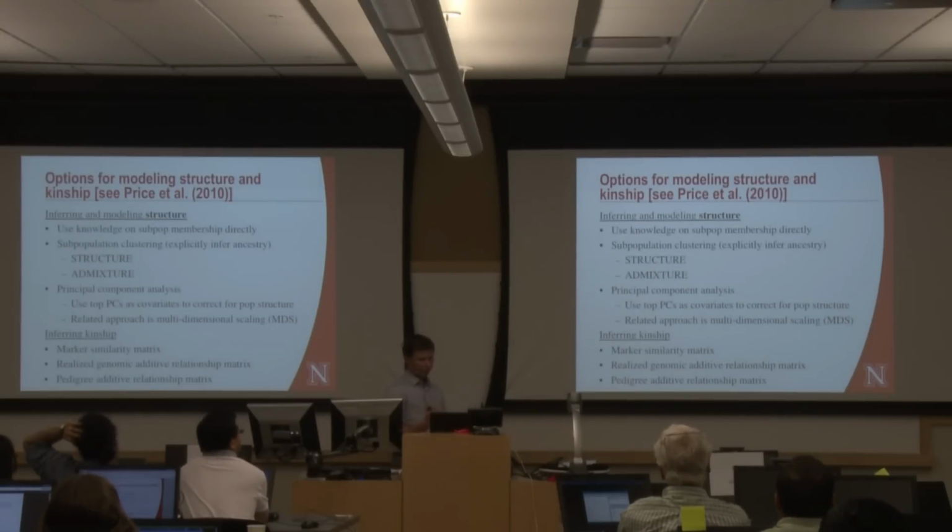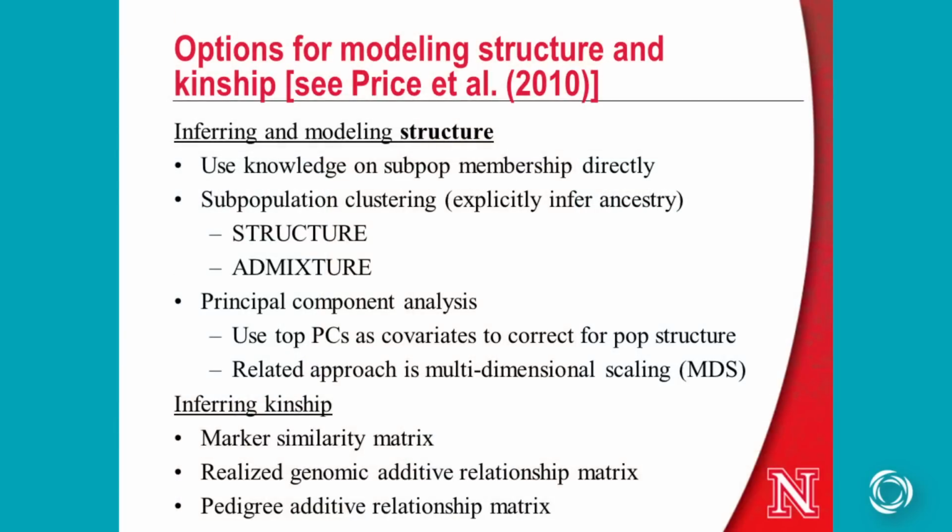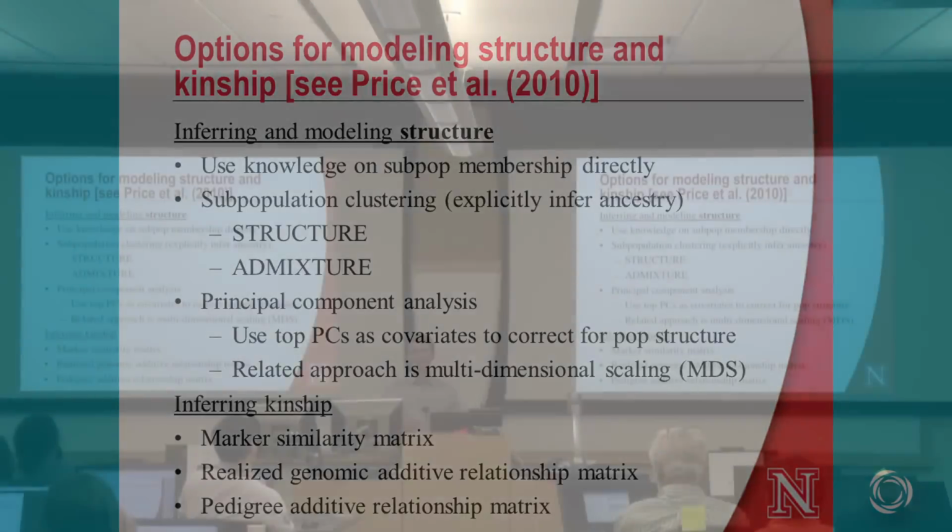Okay, so back to modeling population structure and kinship. Again, there are a variety of ways to do this. You can use the output from this program called Structure. There's a very, very similar program out there called ADMIXTURE. These are basically Bayesian clustering approaches that try to assign individuals to different subpopulations probabilistically. And what they essentially try to do is attain Hardy-Weinberg equilibrium within the subpopulations.